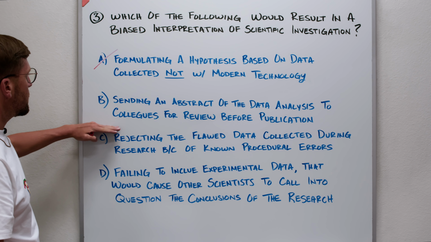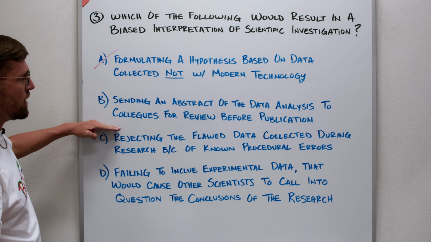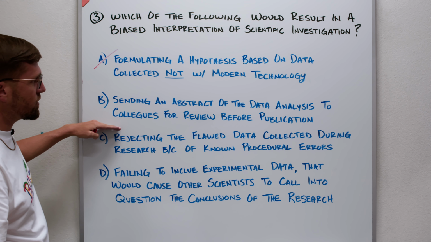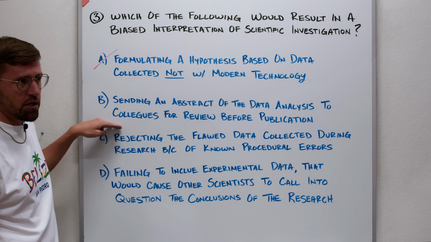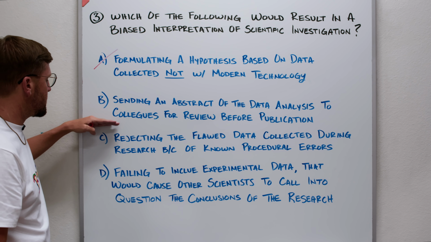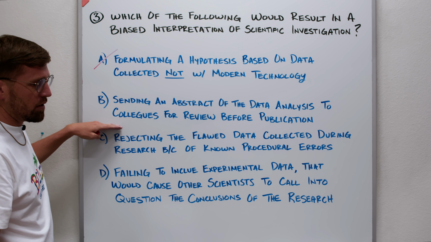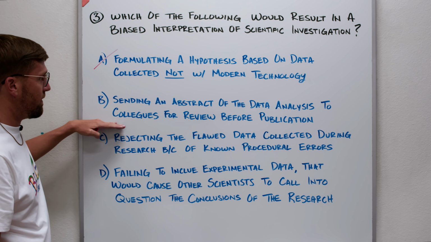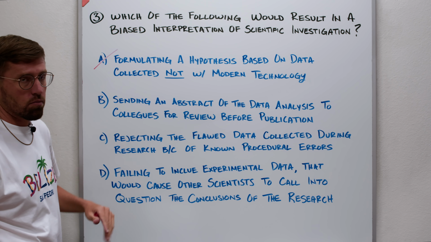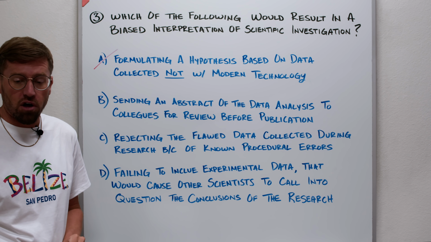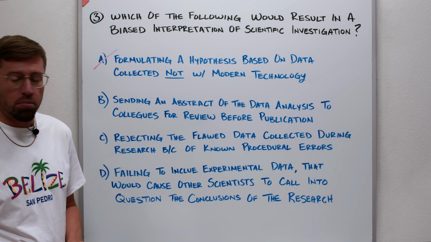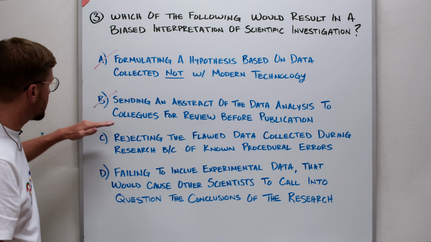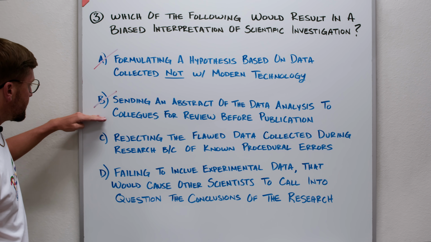Option B, sending an abstract of the data analysis to colleagues for further review before publication. Well, in this step of the scientific method, peer review is a thing, and this is exactly what it's stating, right? We send our work to other people to see if they can find flaws with it or find things that maybe we were blind to. So this is actually a good thing. This is the opposite of bias. This is peers checking peers.